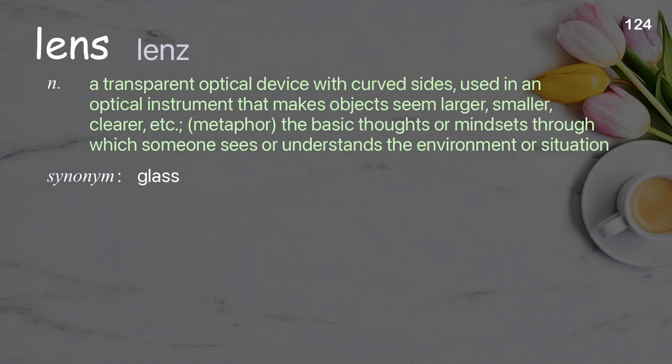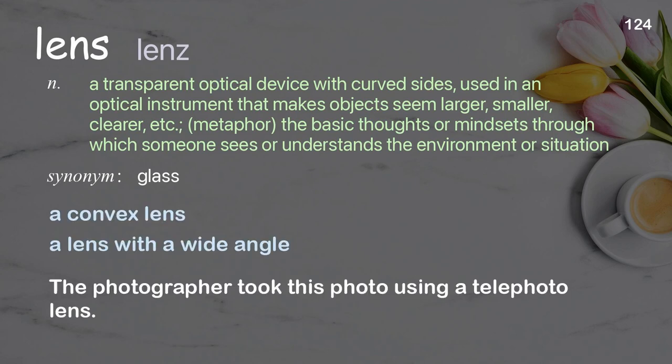Lens. A transparent optical device with curved sides, used in an optical instrument that makes objects seem larger, smaller, clearer, etc.; metaphor: the basic thoughts or mindsets through which someone sees or understands the environment or situation. Examples. A convex lens. A lens with a wide angle. The photographer took this photo using a telephoto lens.